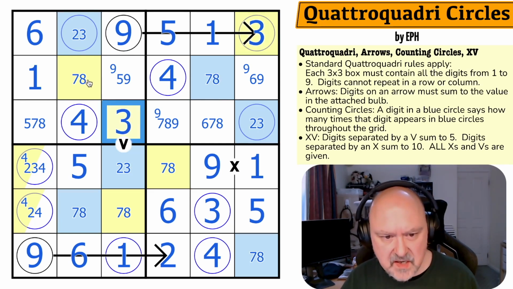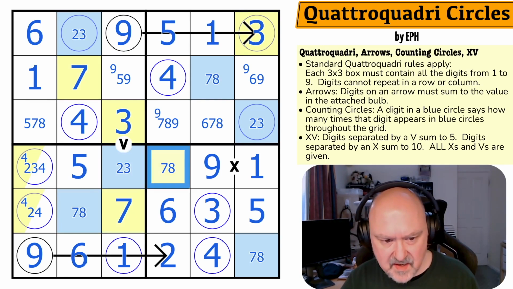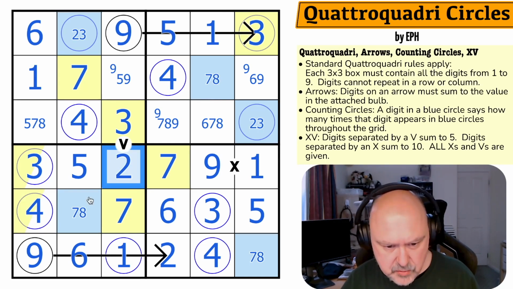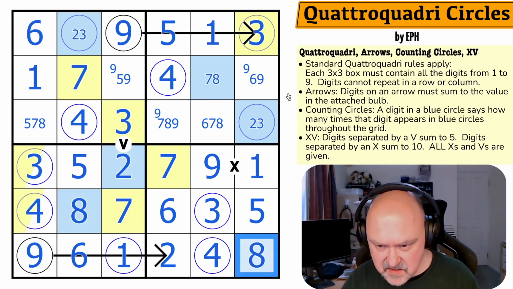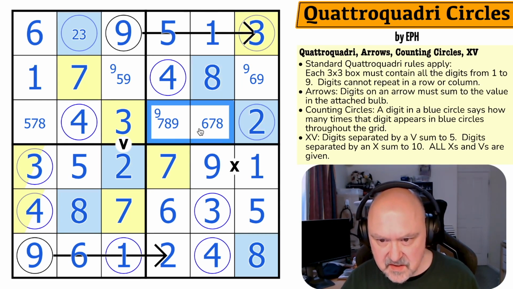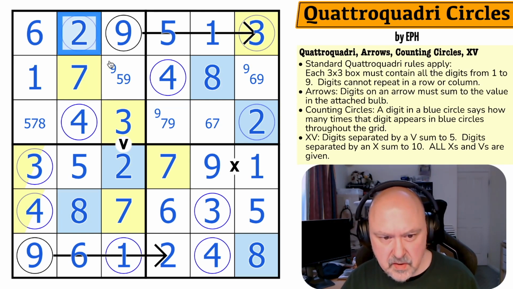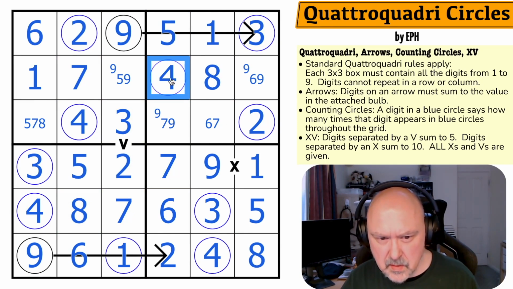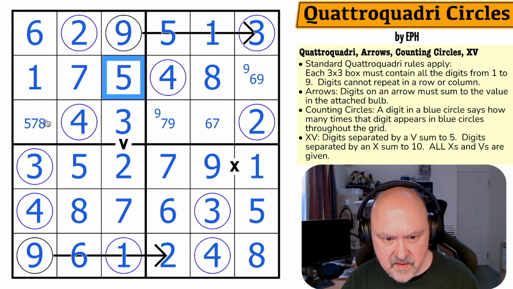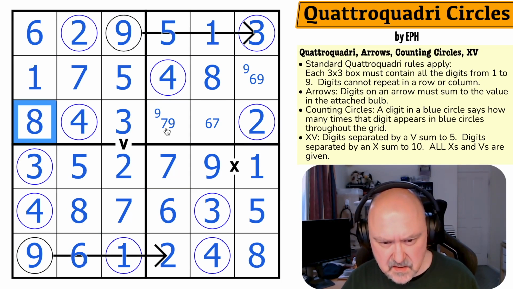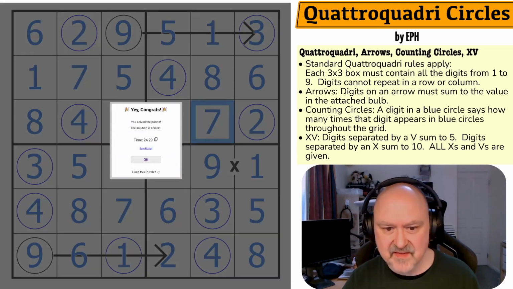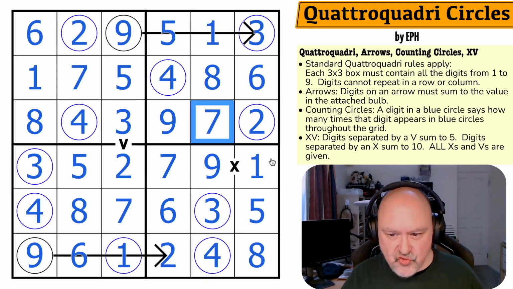So yellow is 3 and 7 and 7 and 7. Yellow is 3 and 4. Blue is 2 and 8. There's no 8 in either of those. This is a 2. I've done all the coloured cells now. This is the 5. This is the 8. That makes this the 9, which makes this the 6, and that the 7. That was tricky.